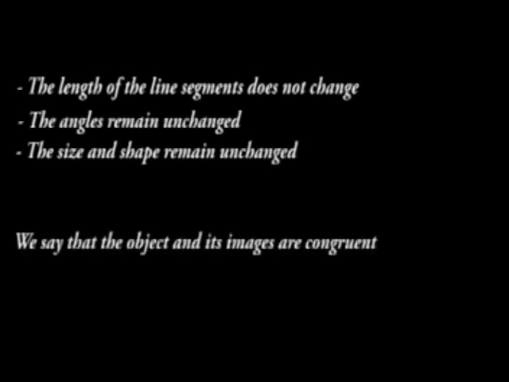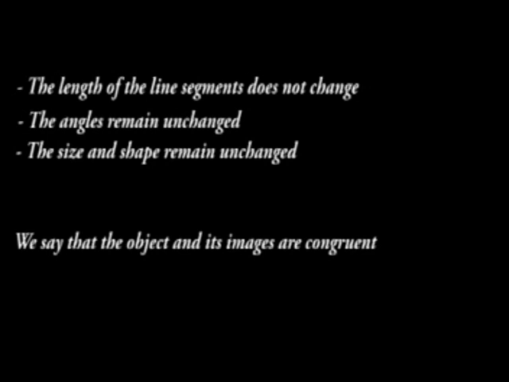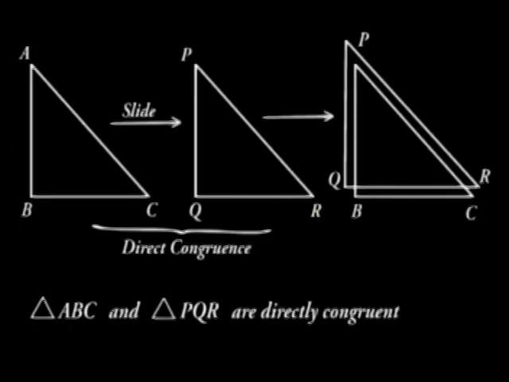We say that the object and its image are congruent. Two shapes are congruent if they have the same size and shape. If two congruent shapes are slid and fit on each other exactly without turning over, the congruence is direct.